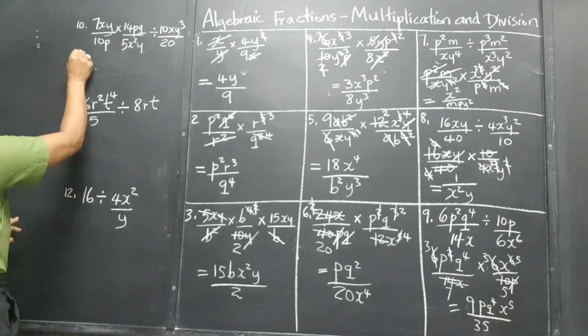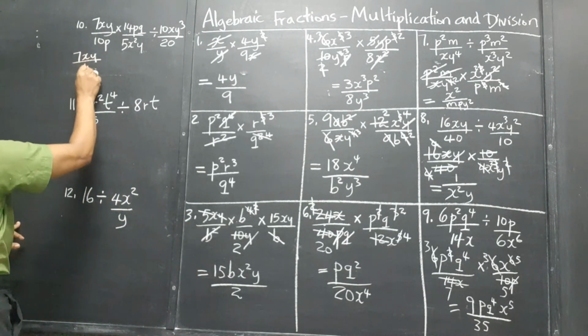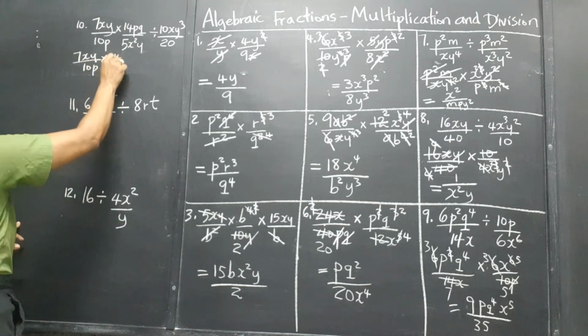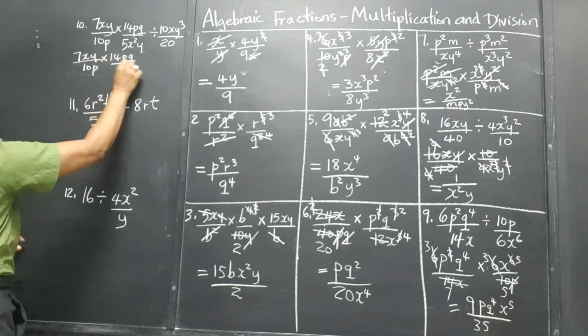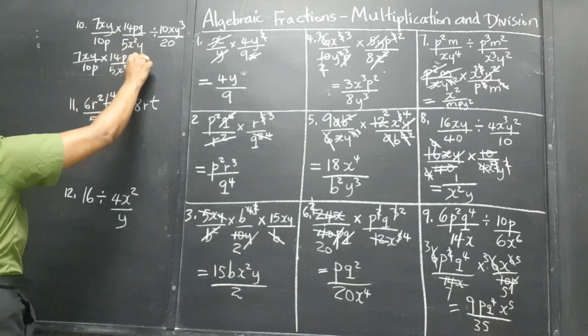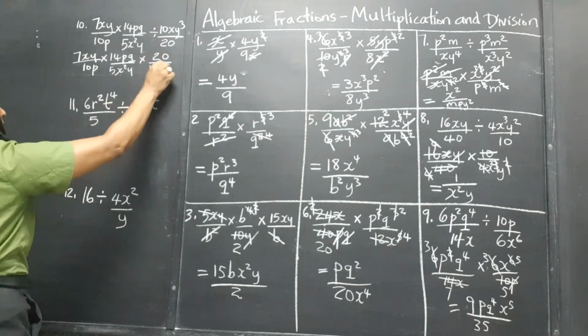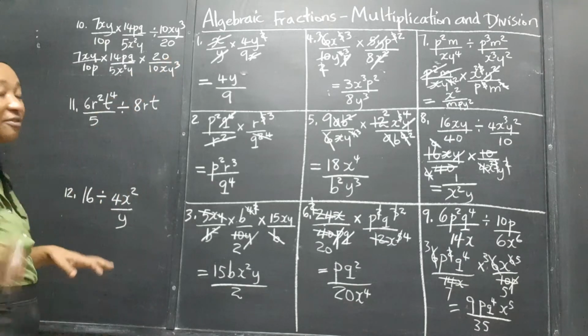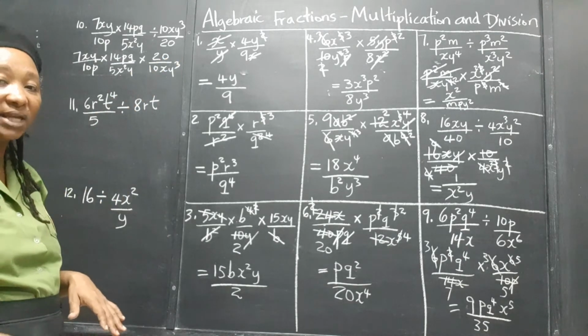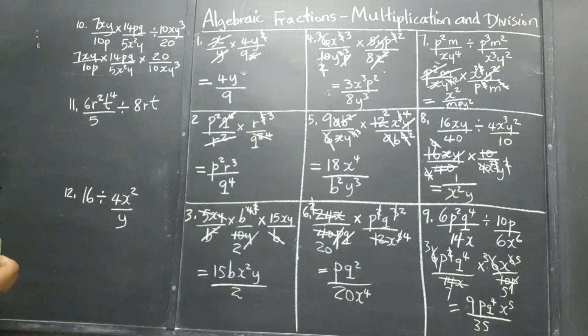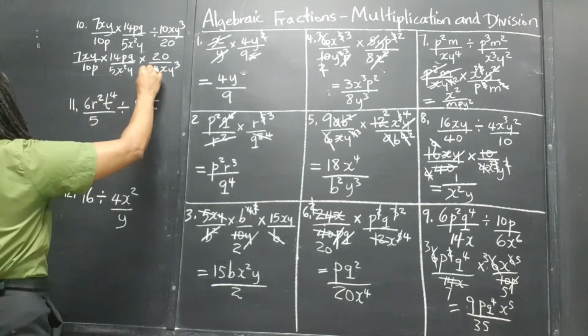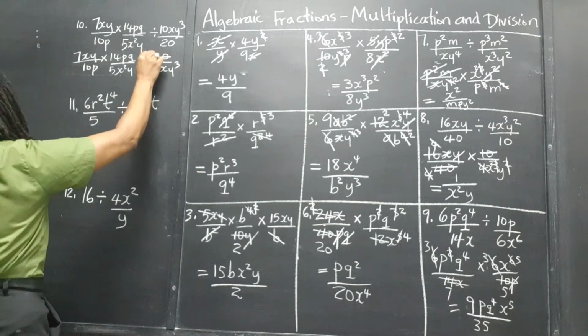So we retain the 7xy over 10p. We retain the 14pq over 5x squared y. But the division becomes multiplication and we invert this fraction. So the fraction that follows the division sign is inverted, the reciprocal. It is reciprocated. So let's see how we can reduce the coefficients now. So the 10 and the 20 will cancel out.